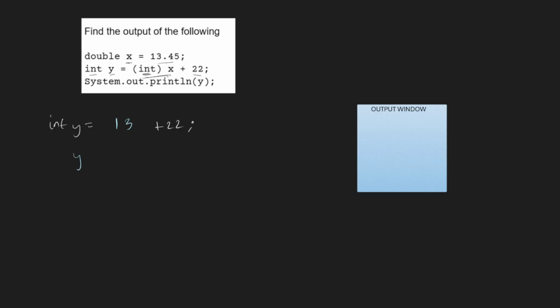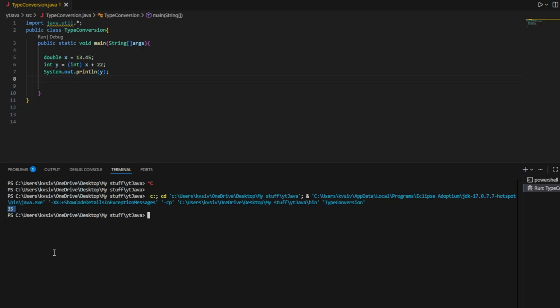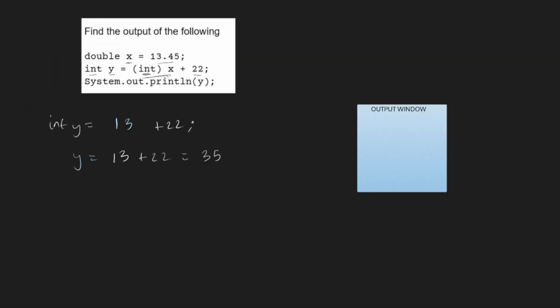Now our value of y is just going to be equal to 13 plus 22, and that's just equal to 35. And when I print the value of y, I took the same expression again in my code editor, where I have our variable x of the double data type set to 13.45. I have my variable y of the int data type set to int of x plus 22, and then I'm finally just printing the variable y. When I run this program, we get our output as 35. This is exactly what we expected as well. We're going to see 35 as the output.